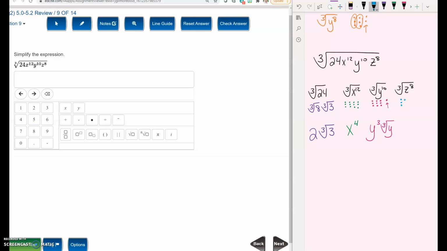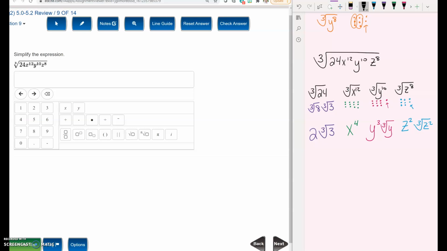1, 2, 3, 4, 5, 6, 7, 8. There are 2 full groups of 3, and there are 2 left over under the radical. These 2 are leftovers still under the radical. You can also think of it as 8 divided by 3 is 2, remainder 2. And I just noticed that I wrote y instead of z. That would be a problem.